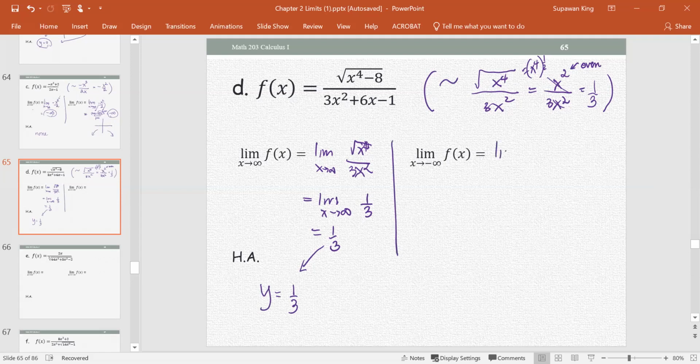Similar way for the limit as x approaches negative infinity. So we're going to have the same way, limit of 1/3, or just 1/3.